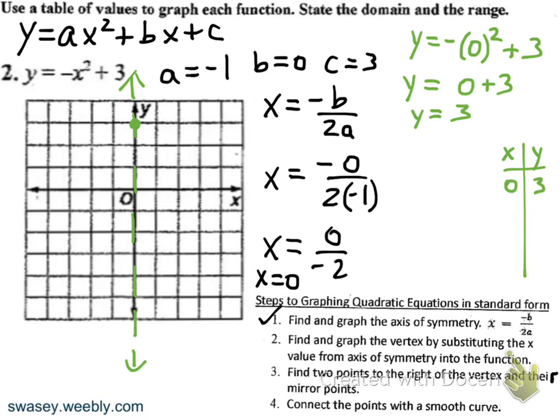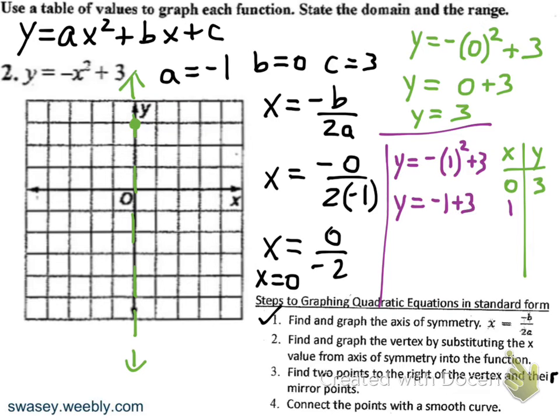Now we're going to pick some x values to the right of the vertex. So we'll put 1 in. So everywhere we see an x, we'll put 1 in the equation. Y equals negative, and then 1 squared. Make sure you use parentheses there. 1 squared, 1 times 1 is 1. The opposite of 1 is -1. Plus 3 is 2. So we have a point at 1, 2. From the origin, go to the right 1, up 2.